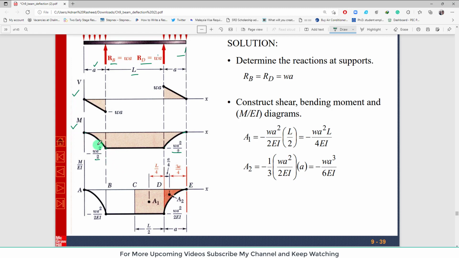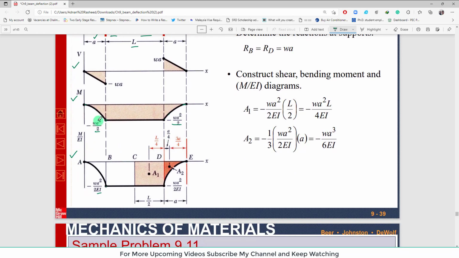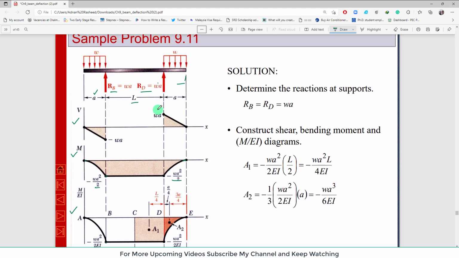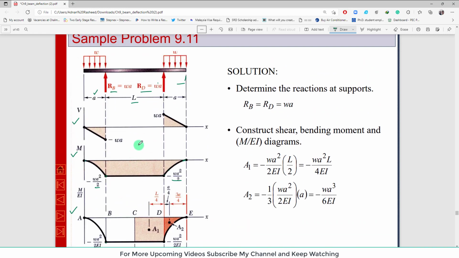You can see here the value is minus wa squared over 2, but here the value is minus wa squared over 2EI. So the only difference is EI, clear. The rest, the shape, stays the same. Now we will use this M over EI in order to find the slope and deflection. So again, if we are interested in finding the slope or deflection between any 2 points, you can find it out.